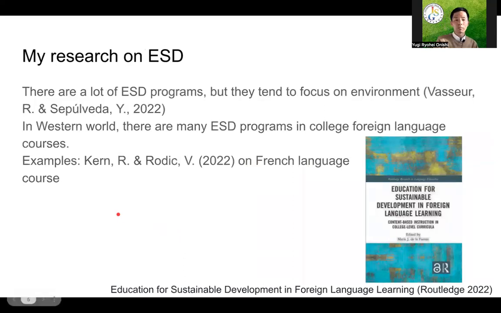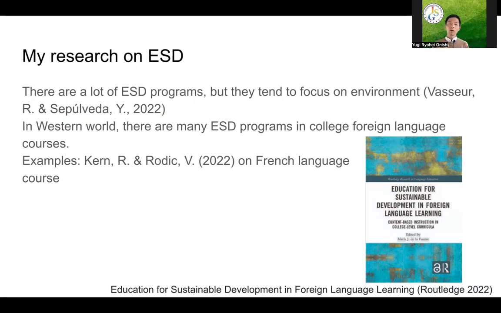So let's talk about my research on ESD. I am right now studying ESD, and I have read a number of academic papers about ESD. Basically, they are written in English. So reading in English is very important. And I found that there are a lot of ESD programs, but they tend to focus on the environment. This is my finding, and of course, this is also found by other researchers.